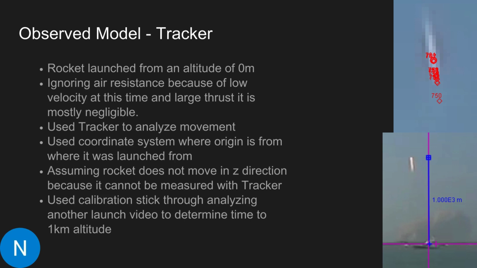For the observational model, the rocket was launched from an altitude of 0 meters. We used Tracker to analyze the movement, and then we set up a coordinate system with the origin at where it was launched. Y direction is straight up, X direction is positive to the right. We assumed that the rocket is not moving in the Z direction because it cannot be measured in Tracker. We used the calibration stick through analyzing another launch video, which showed altitude at 15 seconds. Using that, we were able to set the calibration stick.